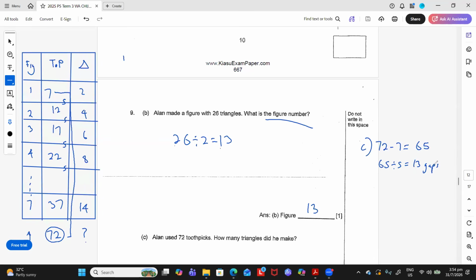So if there are 13 gaps, what is the figure number? 13 plus 1. The figure number is 14. So if the figure number is 14, how many triangles are there? 14 times 2 will give you 28. Because when it comes to triangles, just multiples of 2 from here. 1 times 2, 2 times 2, 7 times 2, right? So it's 14, 14 times 2, 28. So the answer to part C is 28. Okay? All right, that's all.